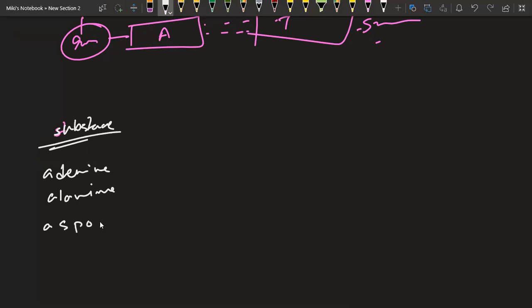aspartate. Or is it aspartate or aspartic acid? It should be, just a minute, it should be aspartic acid. I have written something wrong here. Just give me a second. Isn't it? Yes. Aspartic acid. So that aspartic acid part is aspartate. So that means it contains an aspartate ion, most probably.